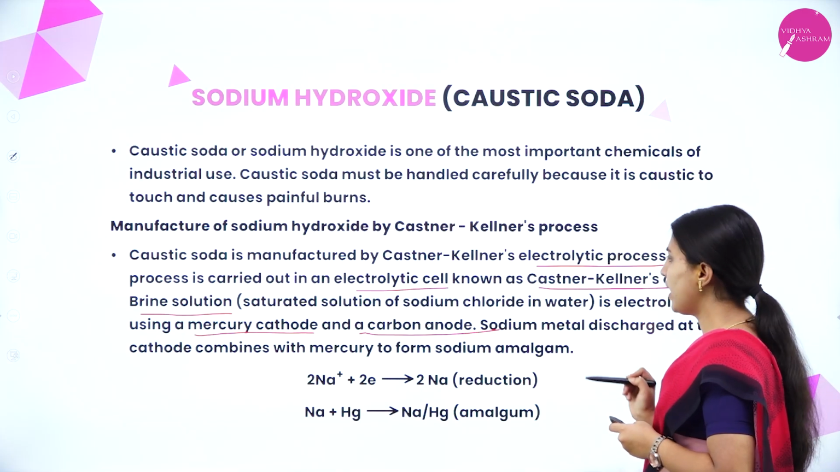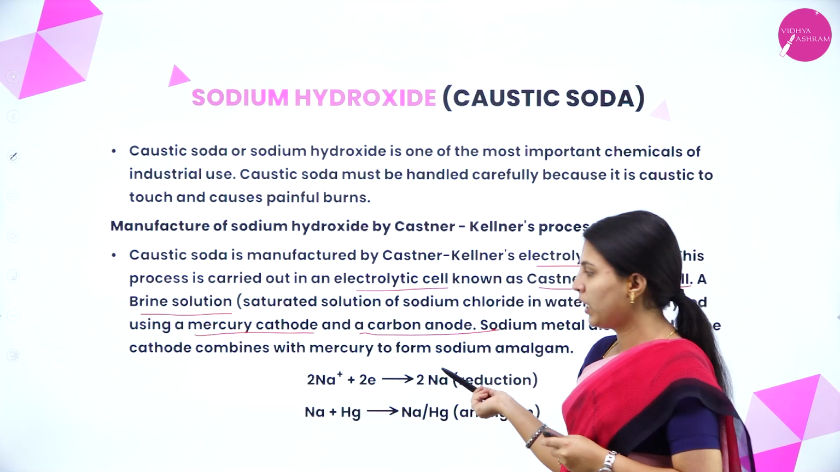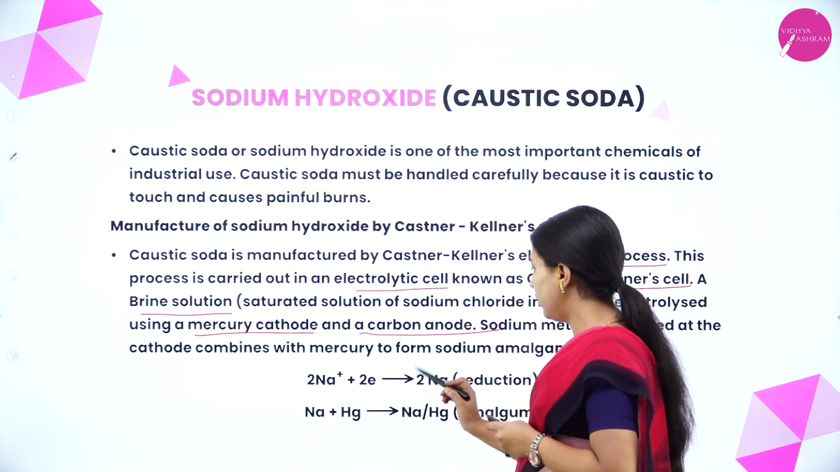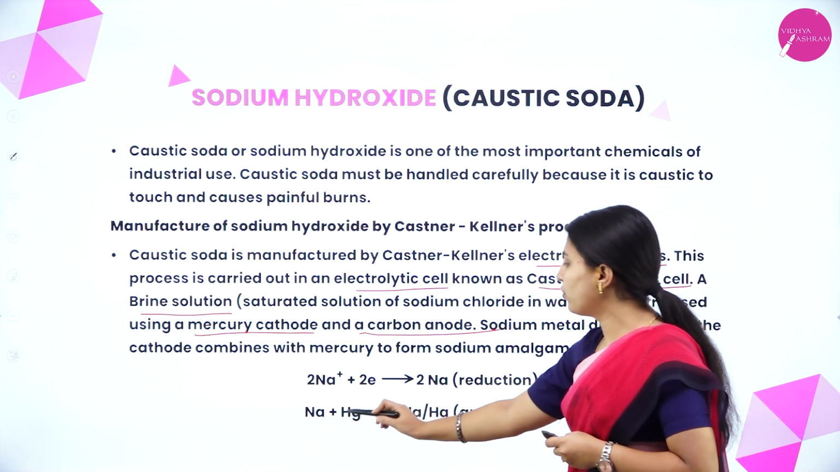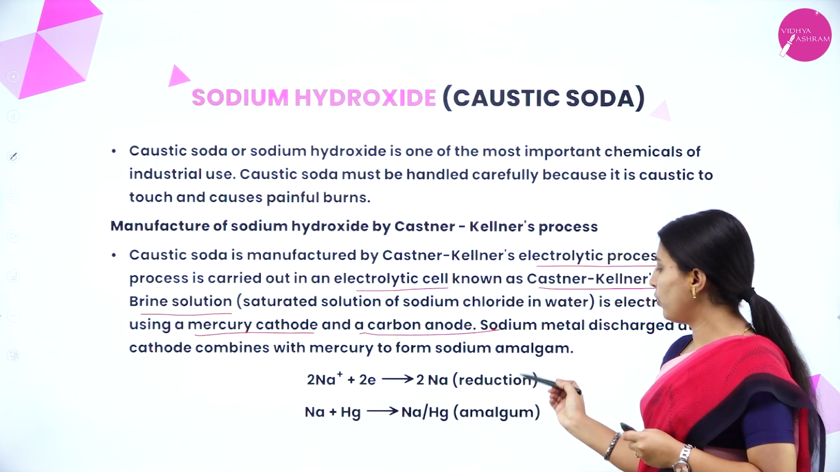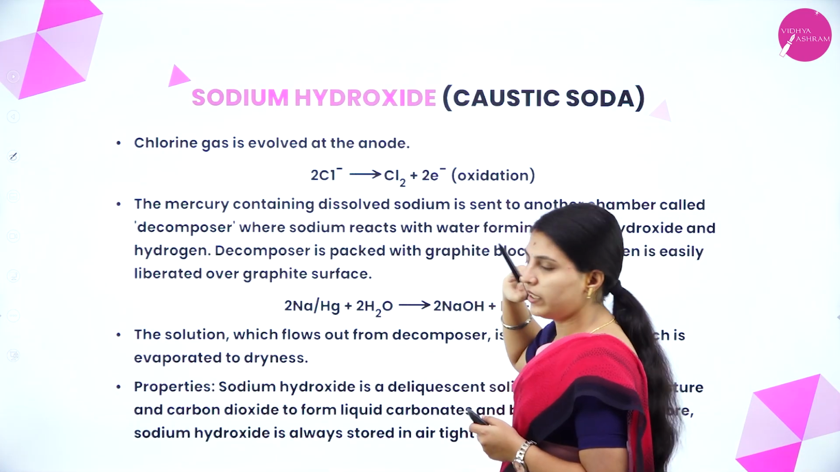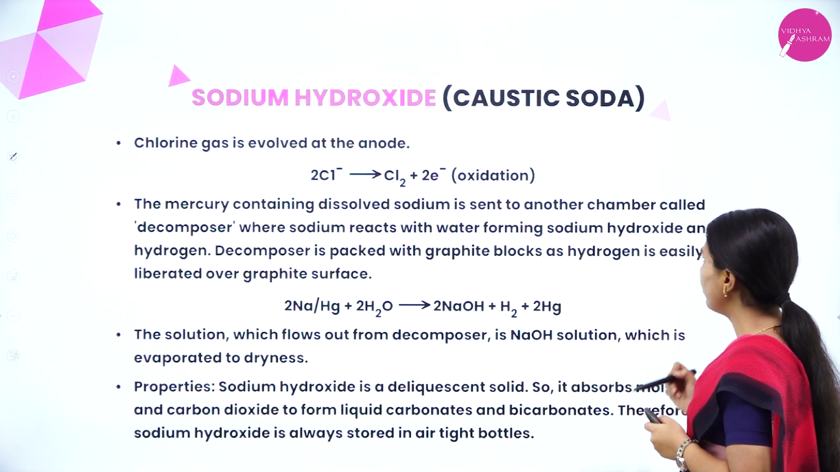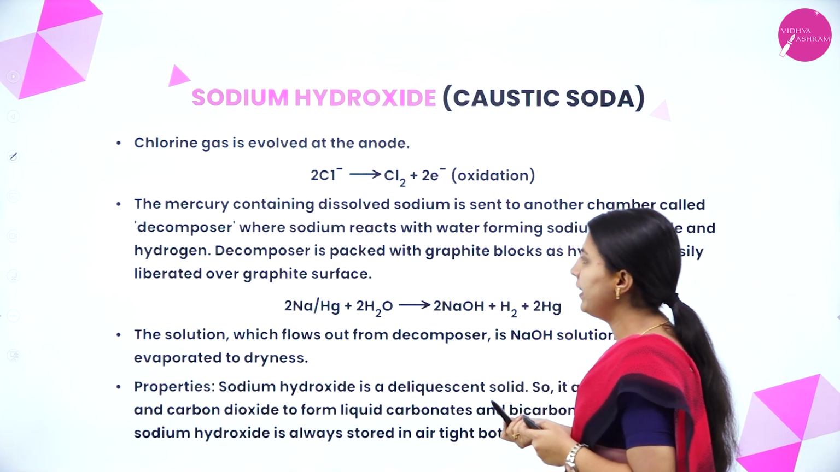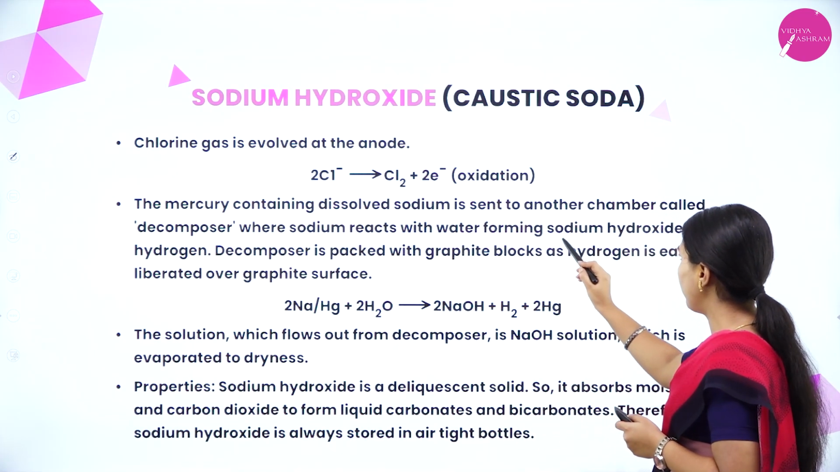Sodium metal is discharged at the cathode and combines with mercury to form sodium amalgam. Sodium gains an electron, it gets reduced, and sodium plus mercury forms sodium amalgam. Next, chlorine gas is evolved at the anode, where oxidation occurs. The mercury containing dissolved sodium is sent to another chamber called the decomposer, where sodium reacts with water forming sodium hydroxide.